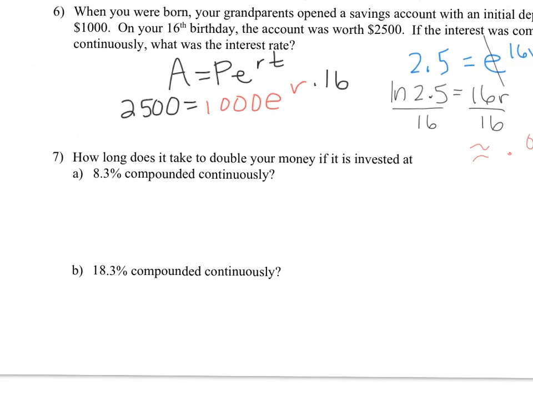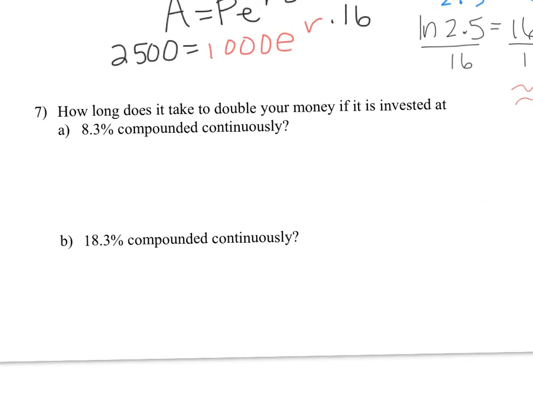And then number 7, how long does it take your money to double if you invested at 8.3% compounded continuously? So you're doubling your investment. We don't know what we started with. We don't know what we ended with. I'm just going to use 2 because we're doubling it. Let's pretend that we started out with 1. Let's make it easy. Either way, it would work if you put 500 and 250 right here. If you put 4,000 and 2,000, you're still going to get 1/2 when you solve.